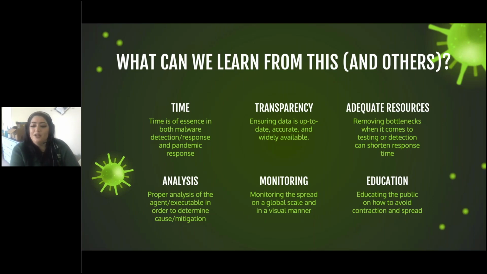Adequate resources are another must. Removing any bottlenecks when it comes to testing or detection can shorten response time and prevent spread of infection.